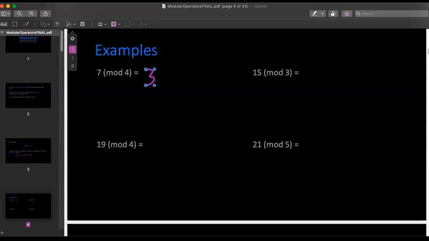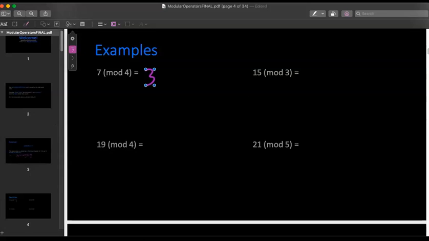Anyone? Okay, so you would... 4 goes into 7 one time, and that leaves over 3. The remainder is 3. So the answer to the problem would be 3. Exactly. Perfect. Thank you.